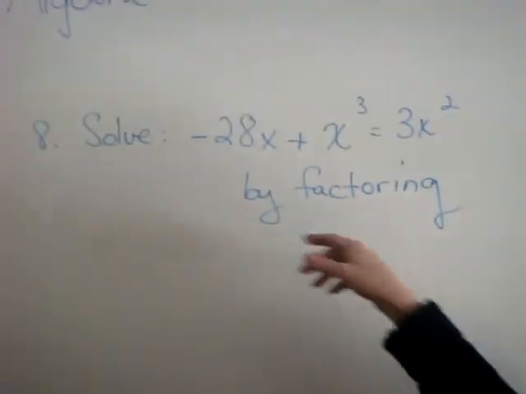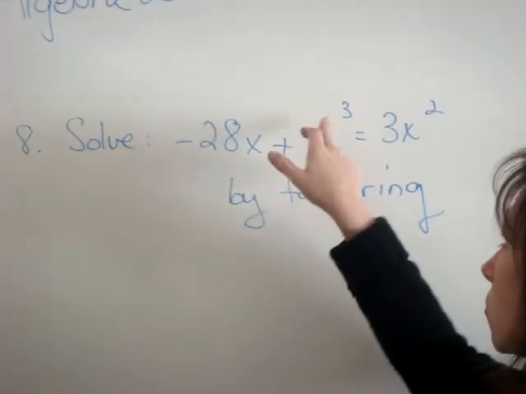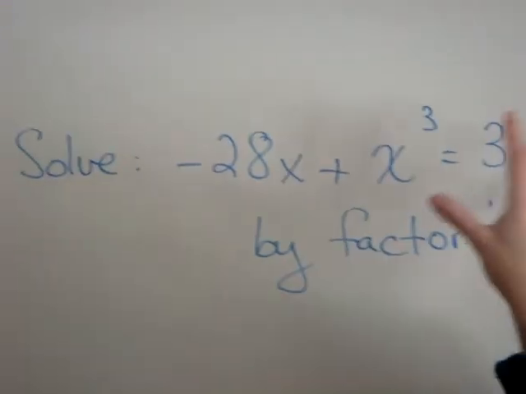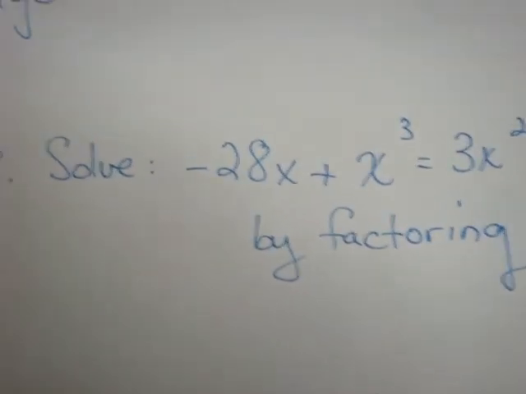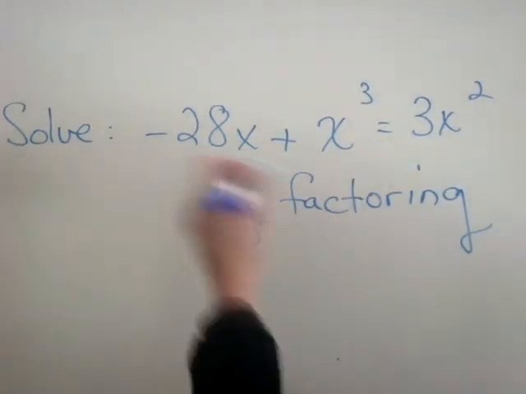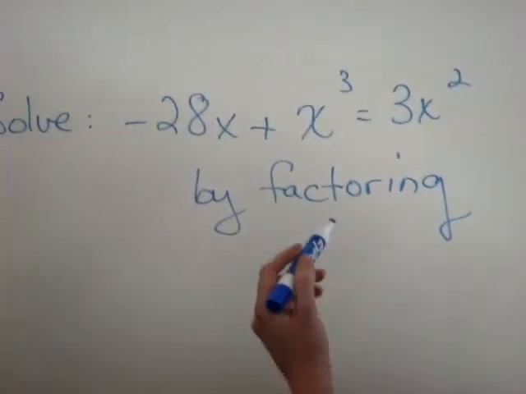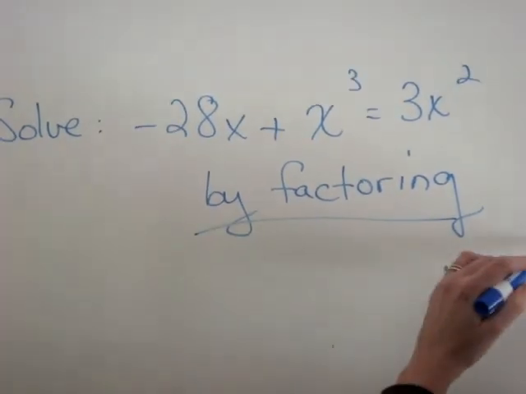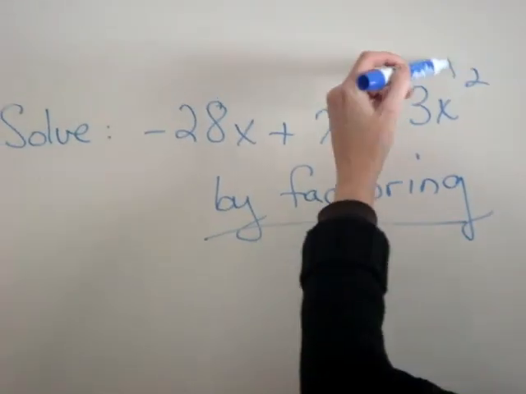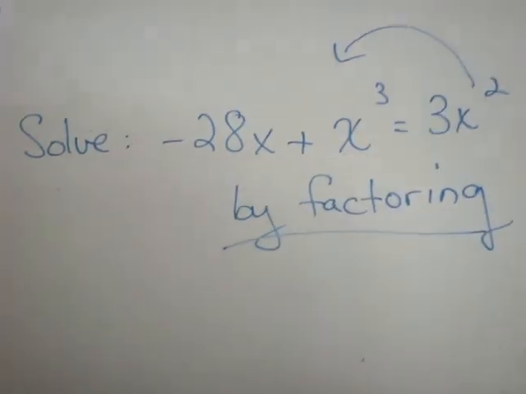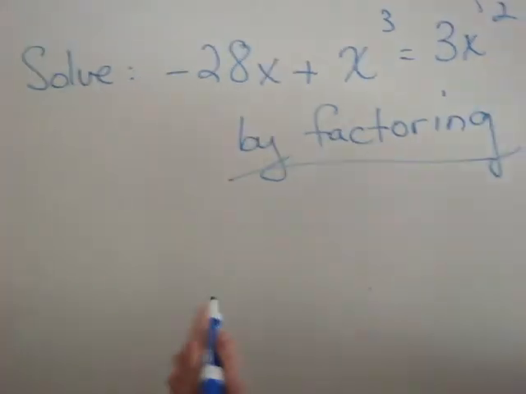Number 8, solve by factoring. When it says solve and it's quadratic or more, you need to set it equal to 0. We're trying to find out values for x. That's what solve means. So it says by factoring, so we need to set everything equal to 0. I'm going to put everything on the left side, and then I can set it equal to 0. And I'm going to put it in order as I do this.